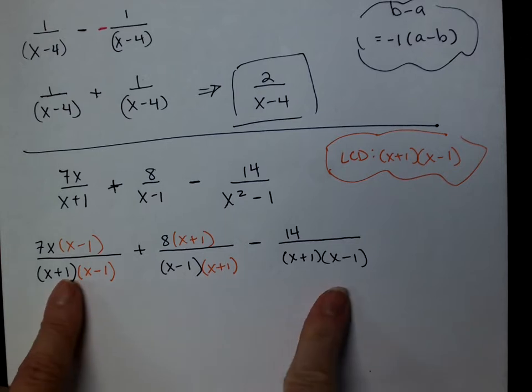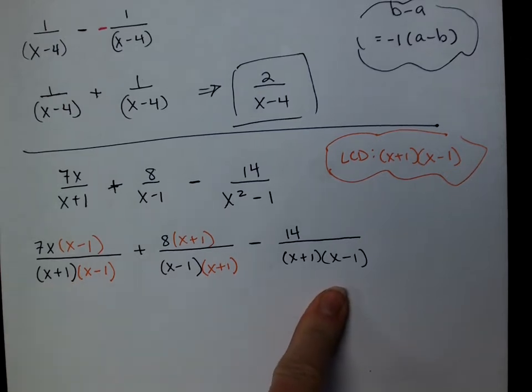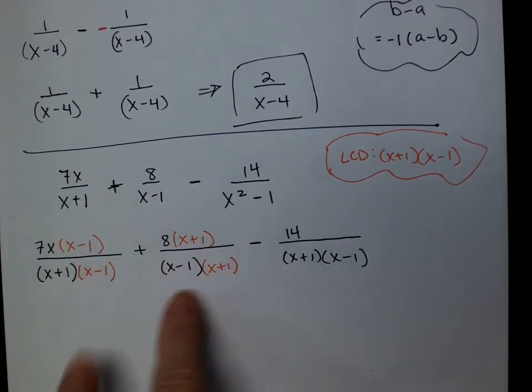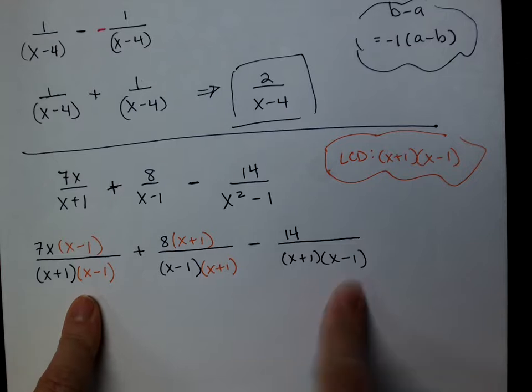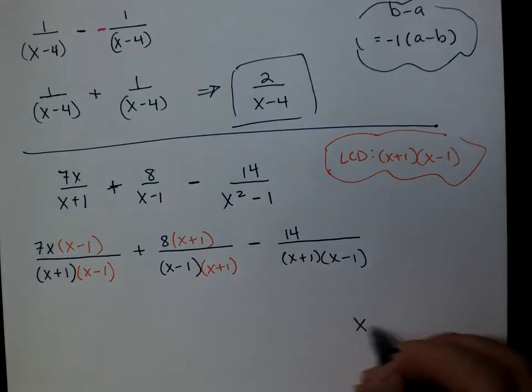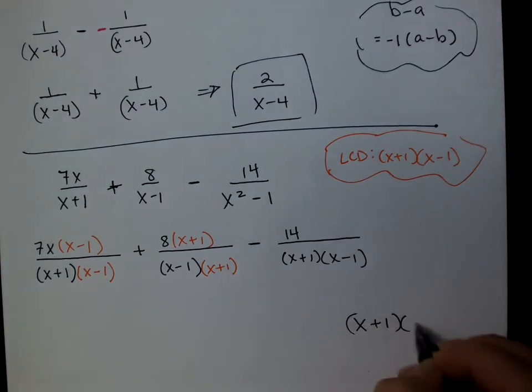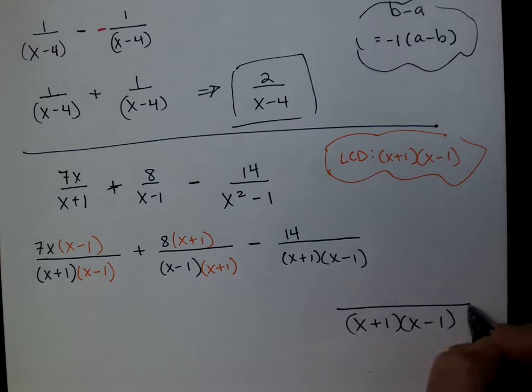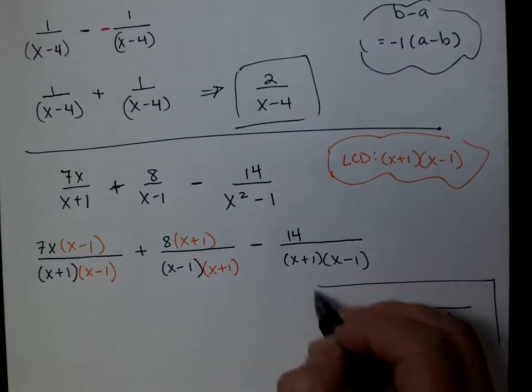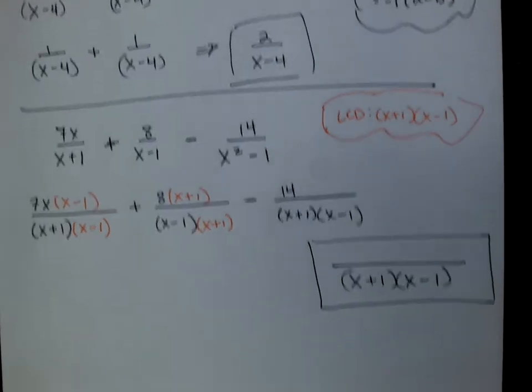Now we have a common denominator. We're done with the denominator. The denominators were fully factored and made to match. So I go off to the side, and my final answer is going to have x plus 1 times x minus 1 as the denominator. And I just have to figure out my numerator.